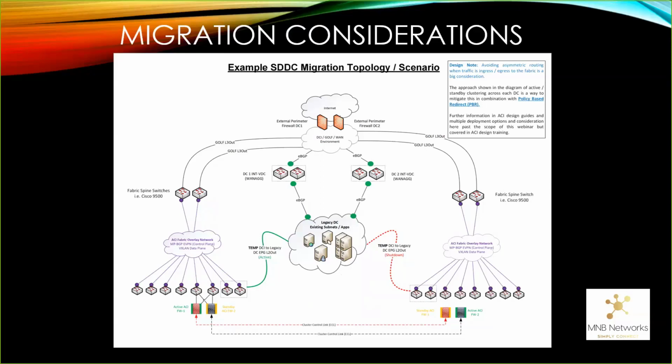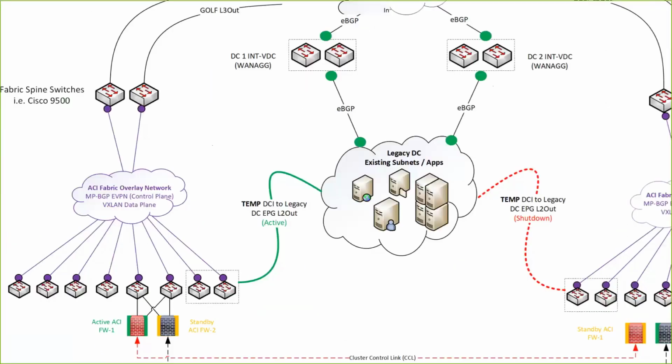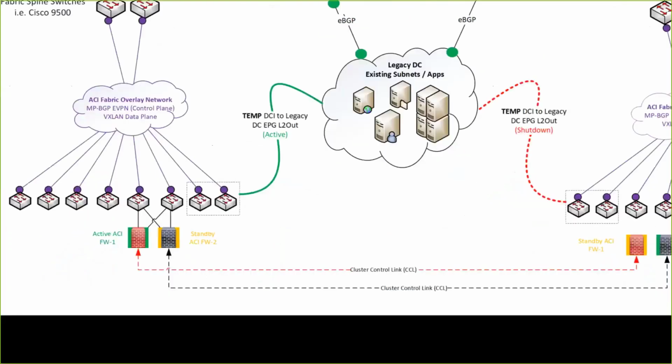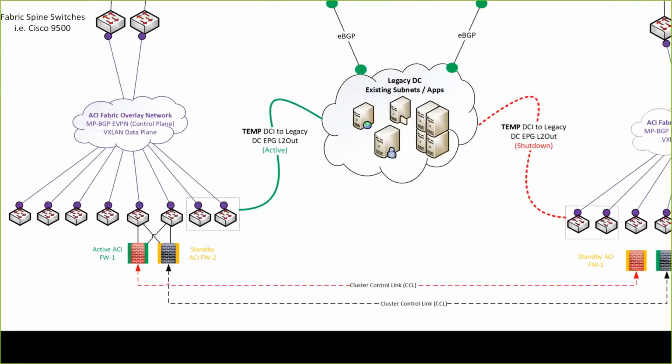And I've highlighted that here. I don't think I even need to draw, I just need to zoom in. But if you look here, we have the legacy data center, existing subnets and apps. And we've got one in solid green and one in dashed red. And this is actually based on a migration that I have done before on an ACI migration.